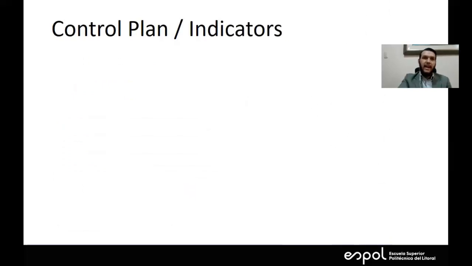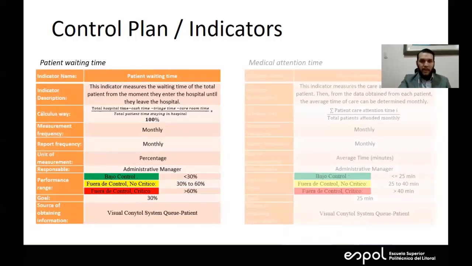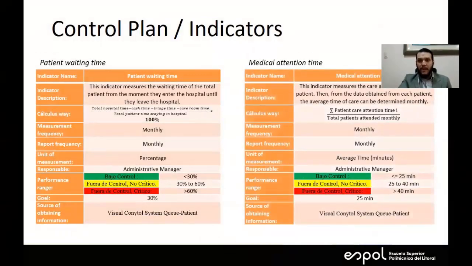Control plan indicators: we know that with the visual system, patient care information can be collected automatically for each process. This will allow us to develop our indicators. First, we have patient waiting time, where our goal is for it to be 30% of the total patient time staying in the hospital, covering cash time, triage time, and care room time. Another is the medical attention time, which we aim to reduce to 25 minutes and make standard.